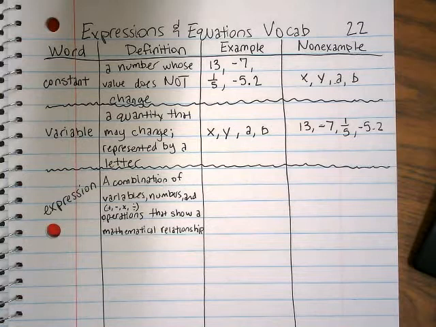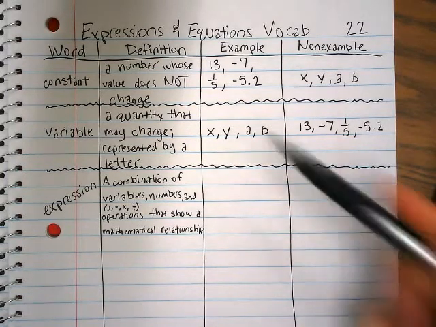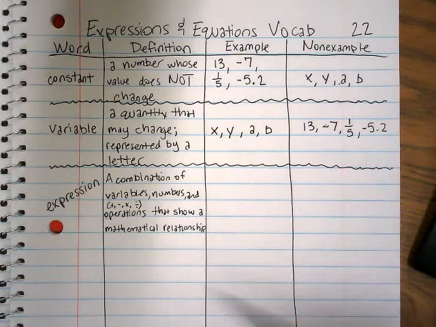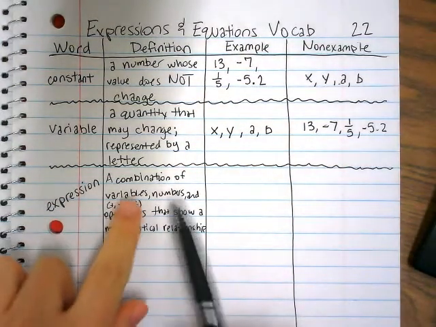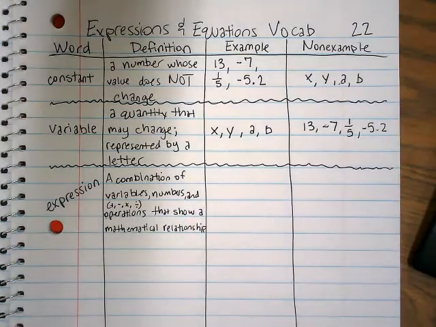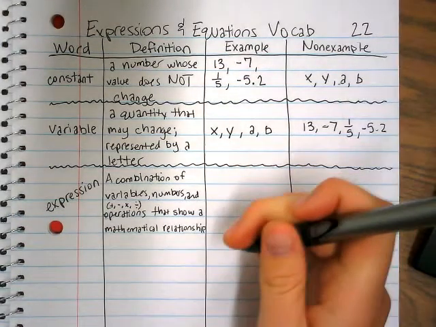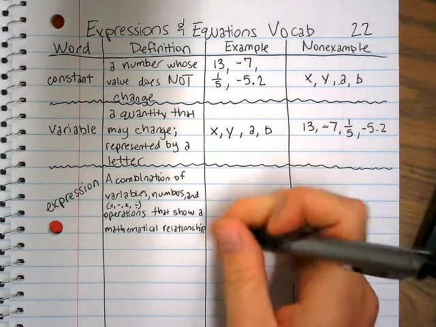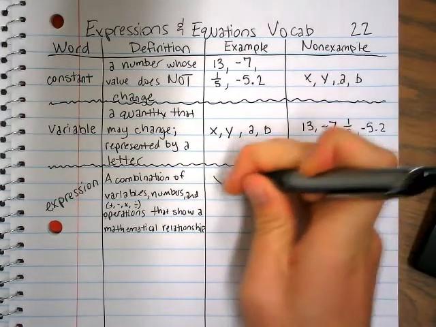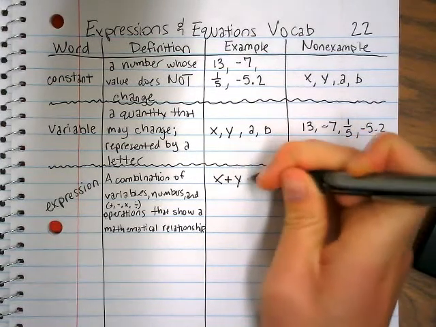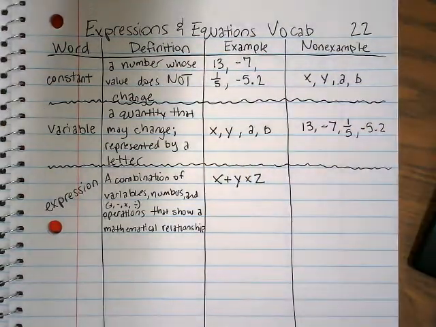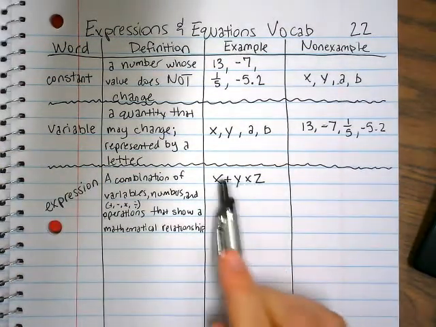Okay, so again, an expression is a combination of variables, numbers, and operations that show a mathematical relationship. It doesn't always have to include variables and numbers. Sometimes it might include just variables. Sometimes it might include just numbers, but it does include our operations. So some examples of this would be x plus y times z. This is a combination of variables, those letters, and operations. I used addition and multiplication.